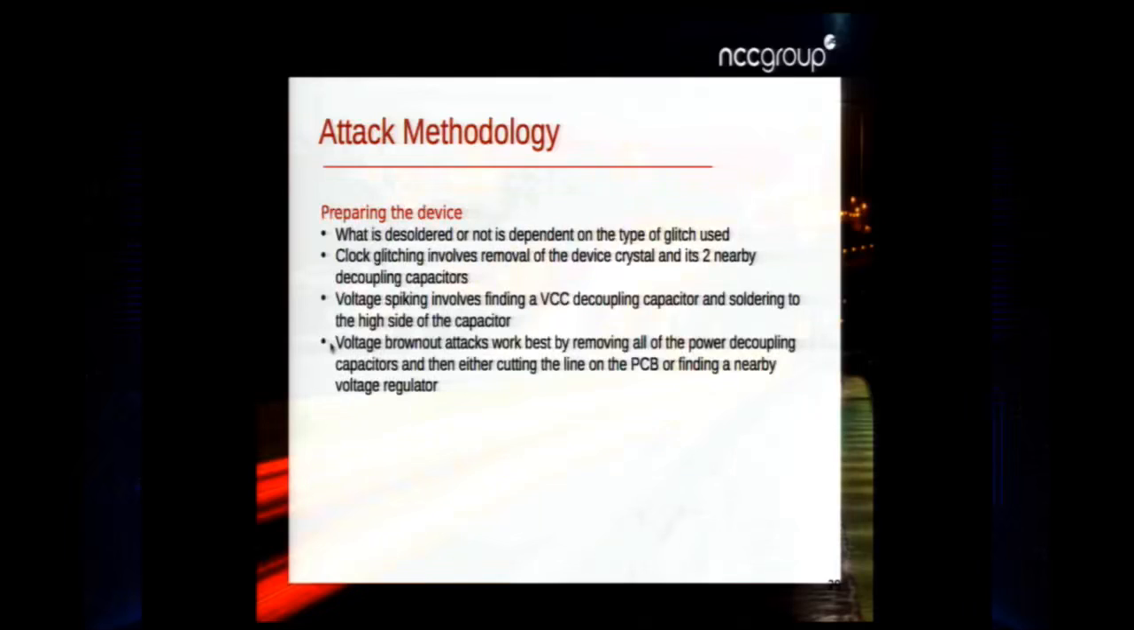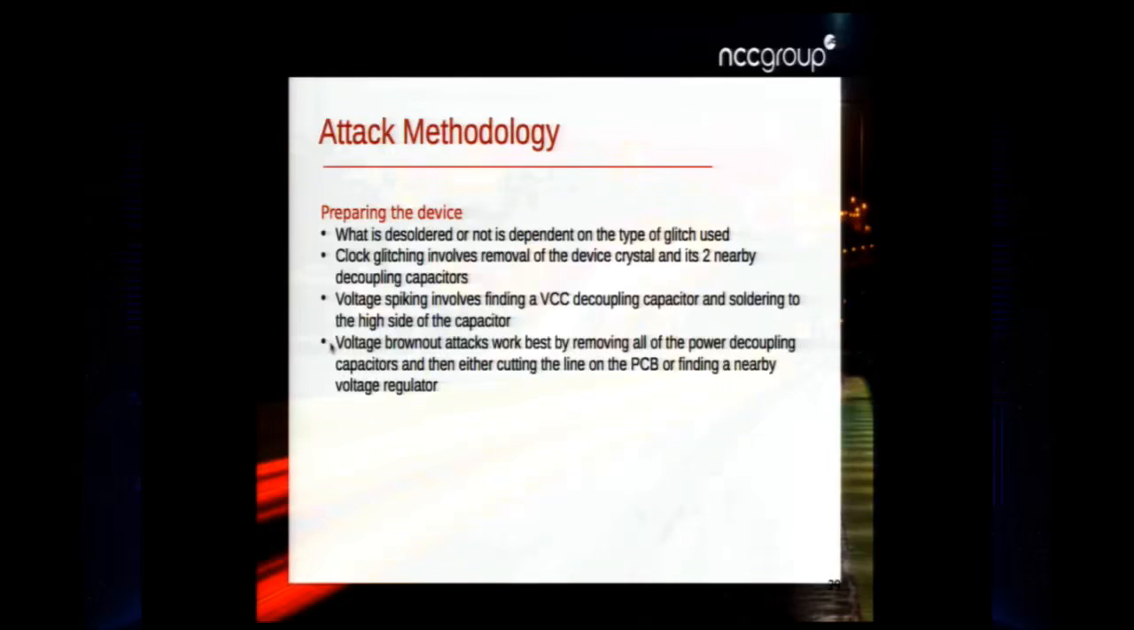So when we are preparing the device, depending on what we're trying to do, we're going to solder or desolder the type of glitching on it. With clock glitching, we remove the device crystal and its nearby decoupling capacitors. And with voltage spiking, we just find the decoupling capacitor and solder onto the high side of it.